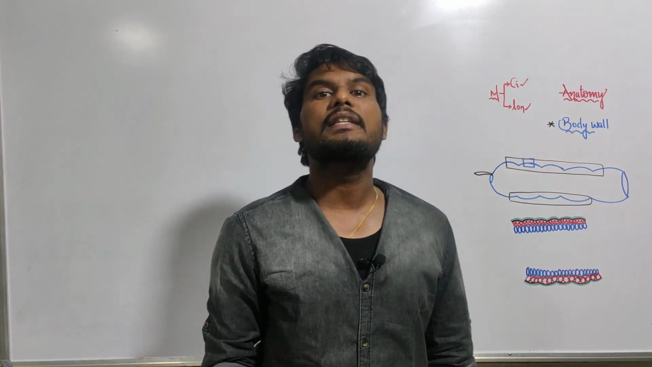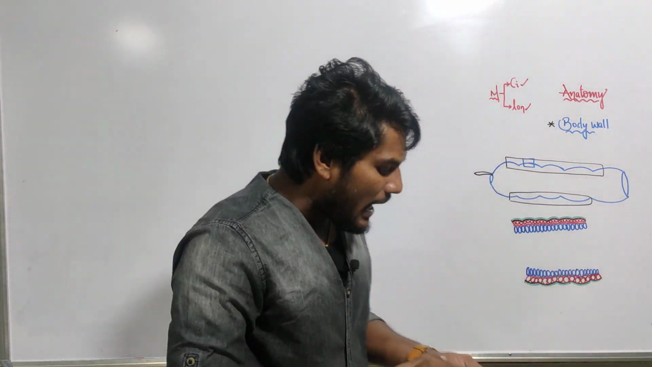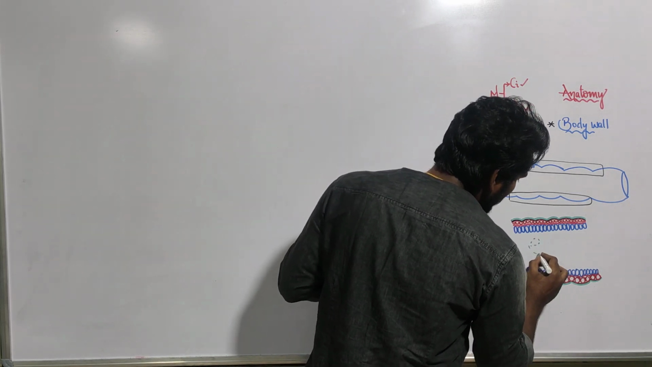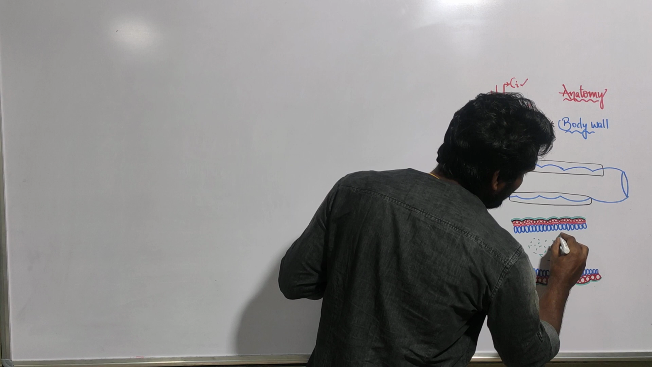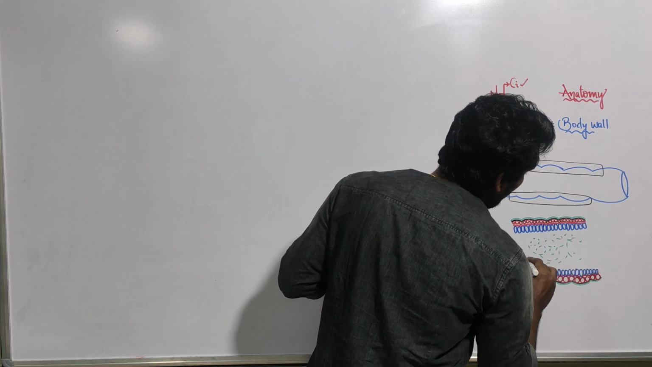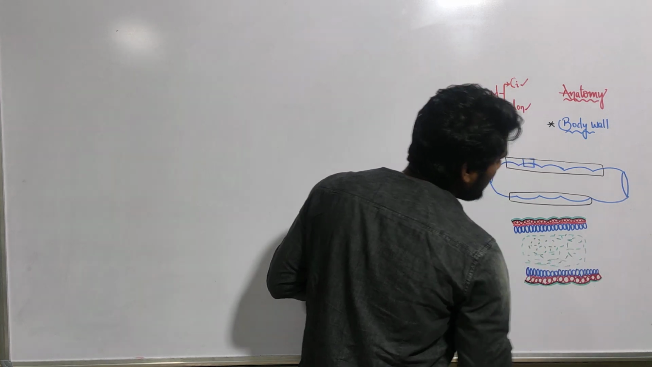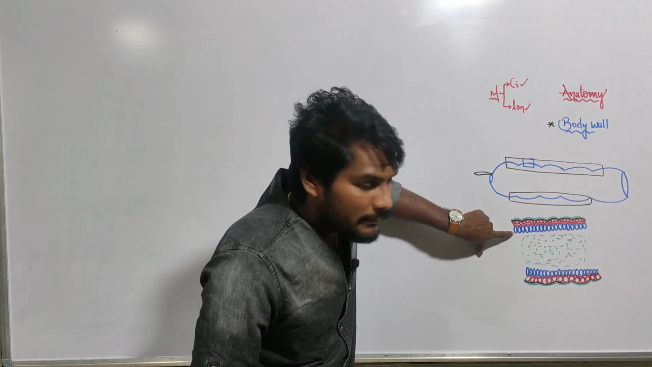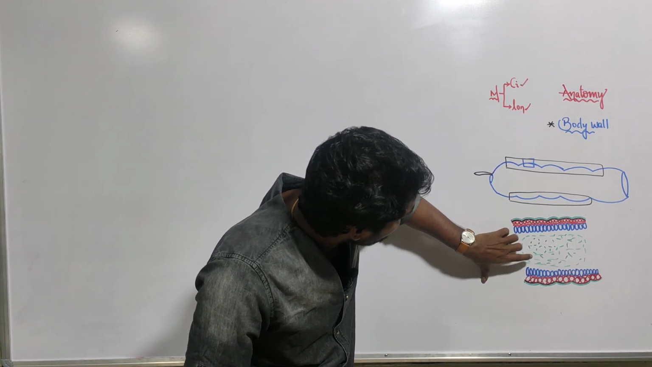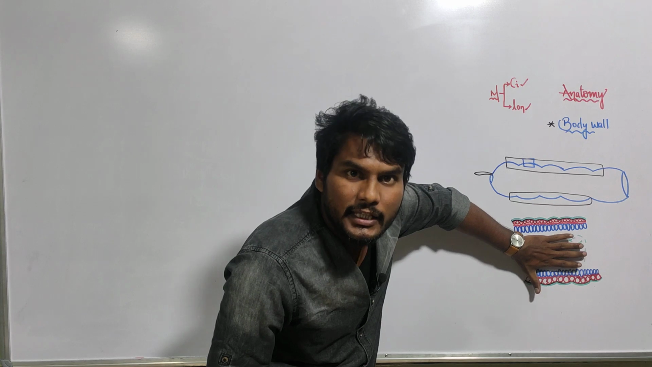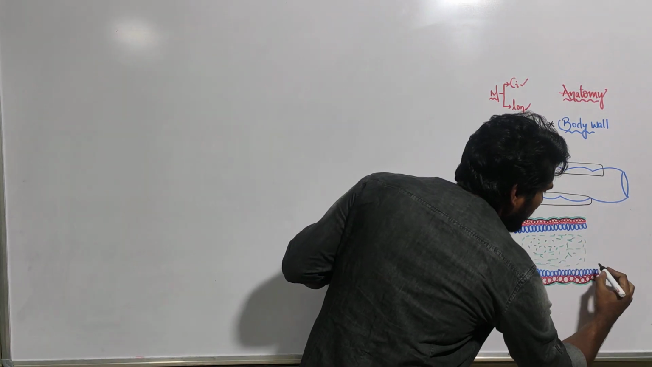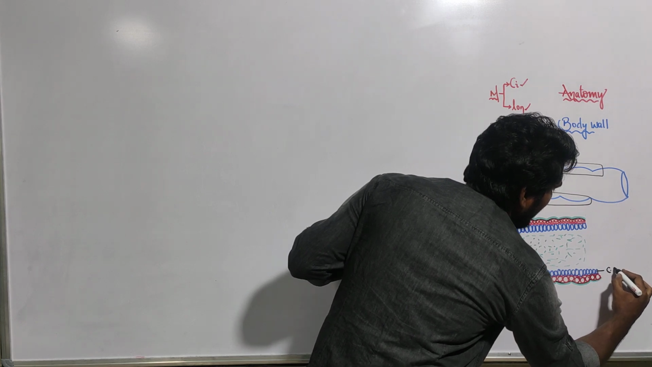Empty space is called what? Coelom. And this coelom contains fluid. Everything is the fluid. Because of that only this fluid is called coelomic fluid. So now you remember this columnar epithelium, and this columnar epithelium is in contact with the coelomic fluid. Because of that only this columnar epithelium is also called coelomic epithelium.